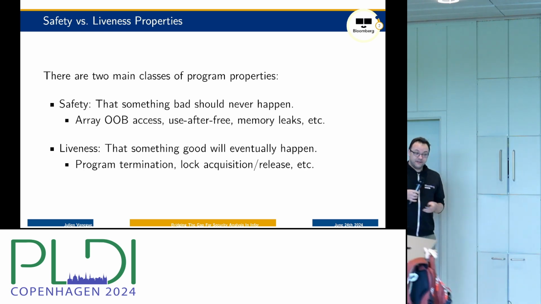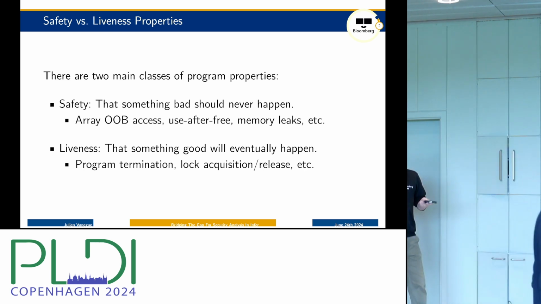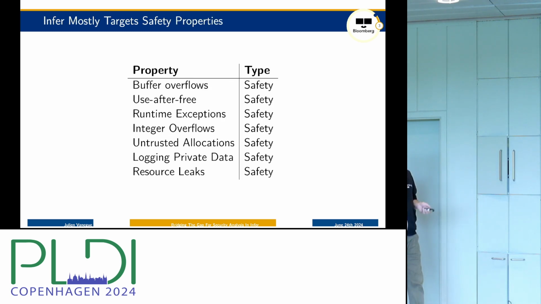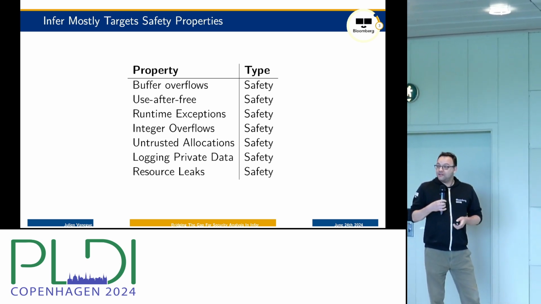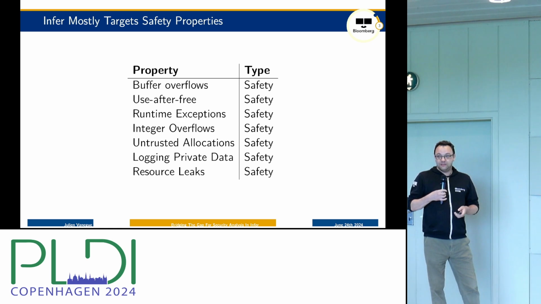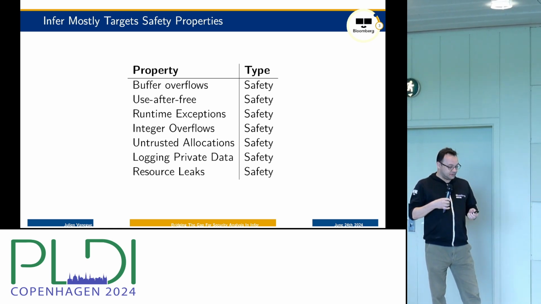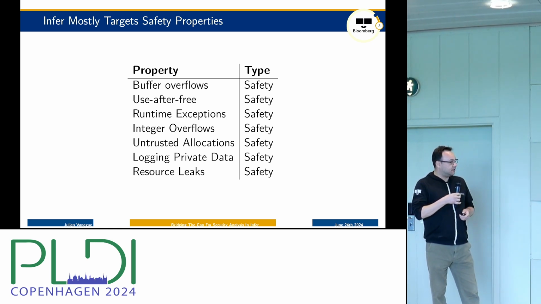Liveness, a very famous liveness property is whether your program terminates or whether your program will do something that is desirable again and again in the future. For example, acquiring and releasing locks and things like that. And when you look at Infer, you see that a lot of the properties are mostly safety properties. So all of those that have been talked about in the past are about safety.